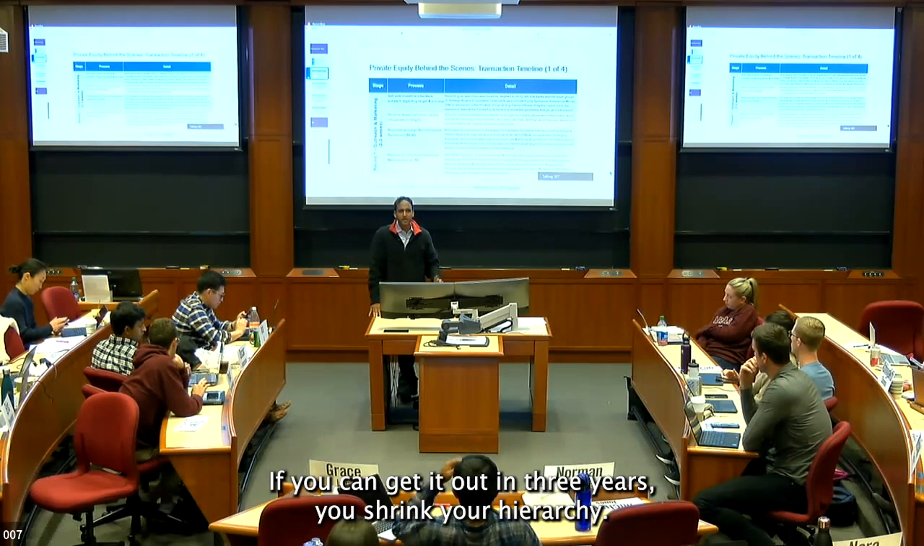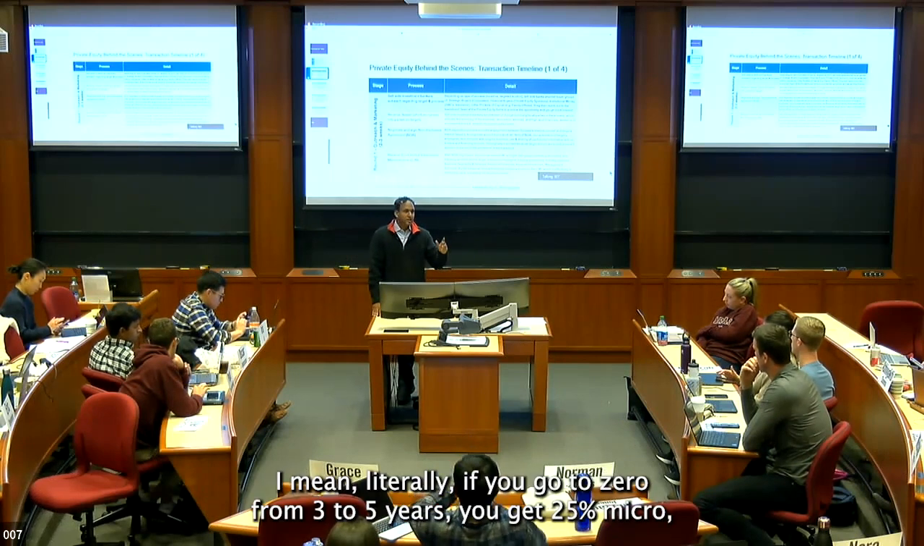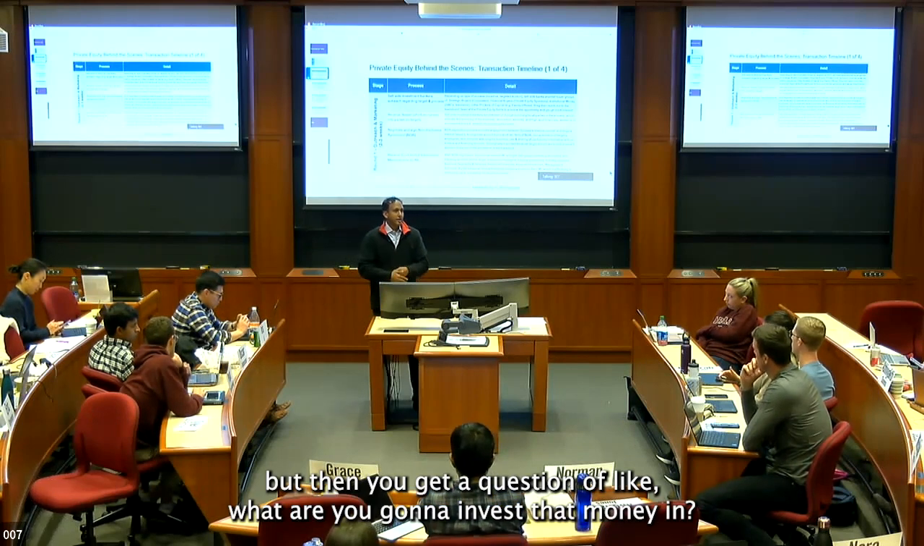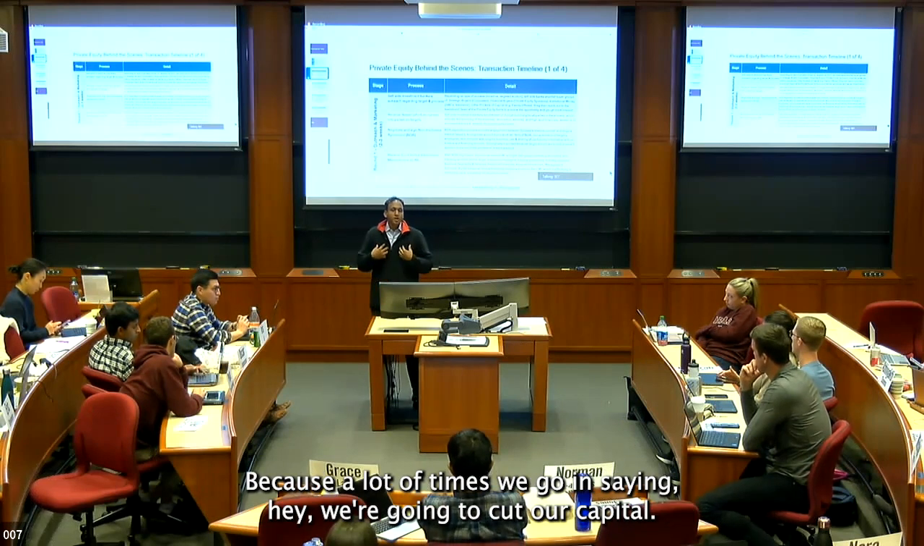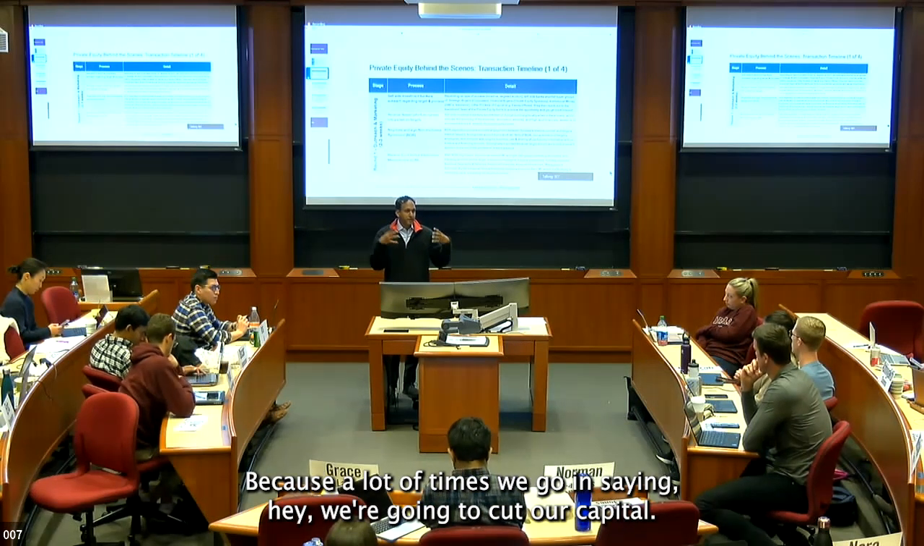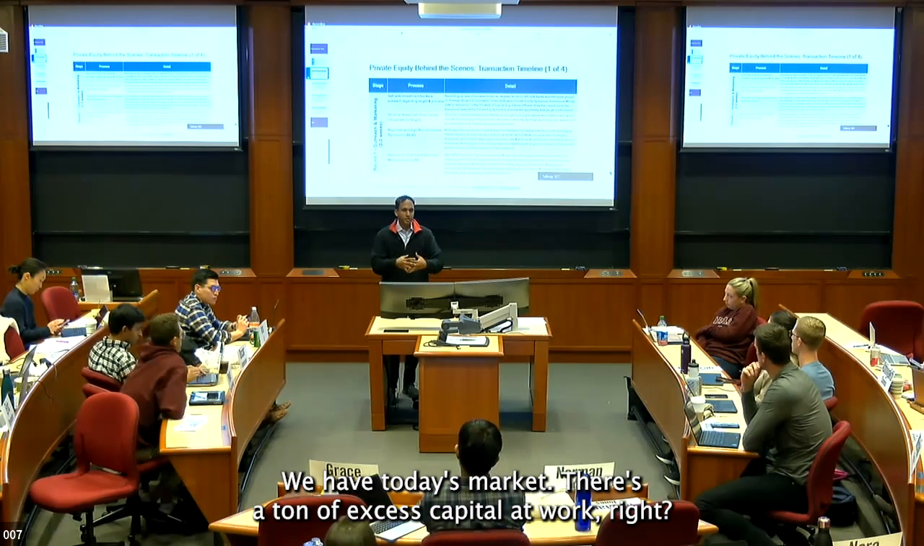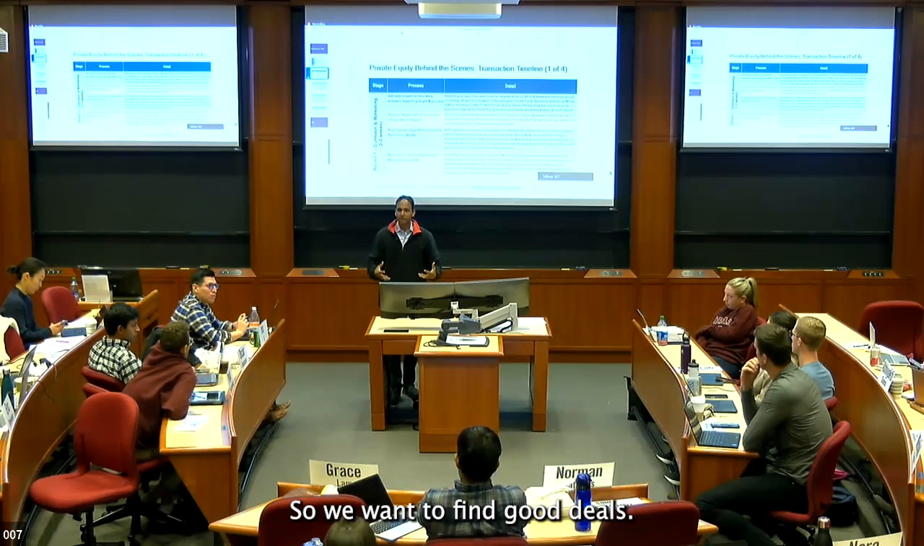If you can get it out in 3 years, you boost your IRR. I mean, literally, if you go from 3 to 5 years at 2x, you get 25% more IRR. But then the question is, what are you going to invest that money in? Because a lot of times we go in saying, hey, we're going to put our capital to work. In today's market, there's a ton of excess capital at work, right? So we want to find good deals.